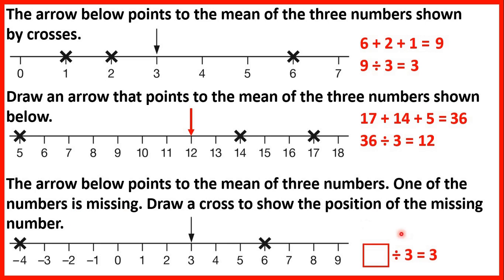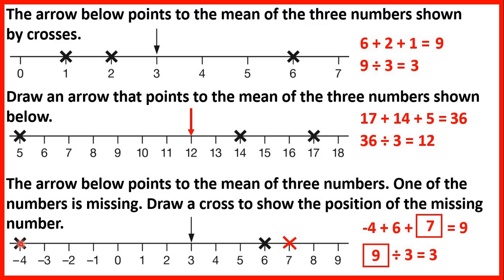So we know that the mean is 3, and because there are 3 numbers, that means that we've divided the total by 3 to get 3, and 9 divided by 3 is 3, so our numbers need to give a total of 9. Now we have minus 4 and 6. So minus 4 plus 6 is 2, but then to get 9, we need to add another 7. So that means our other number is 7.